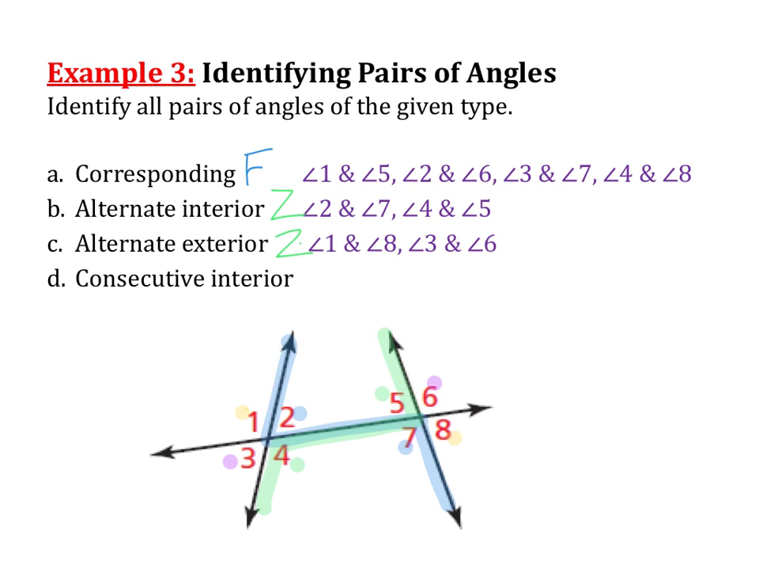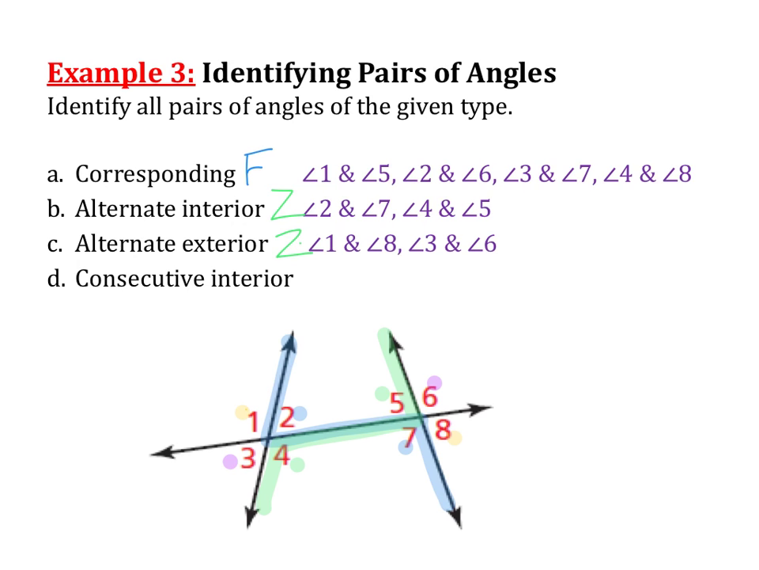Exterior angles are the ones on the outside of the lines, and alternate means to be on opposite sides. So 3 is on the opposite side of the transversal from 6. 6 is on the top side of the transversal, 3 is on the bottom side. So they are alternate. Alternate means to be on opposite sides, and exterior of the lines. So 1 and 8 are alternate exterior angles, 2 and 7 alternate interior, 5 and 4 alternate interior.